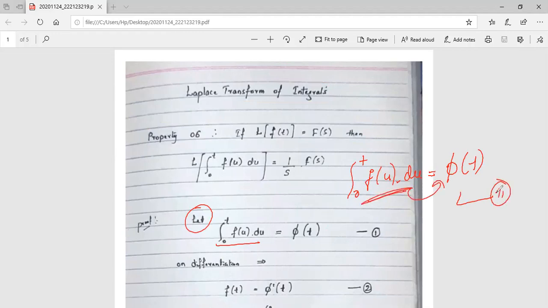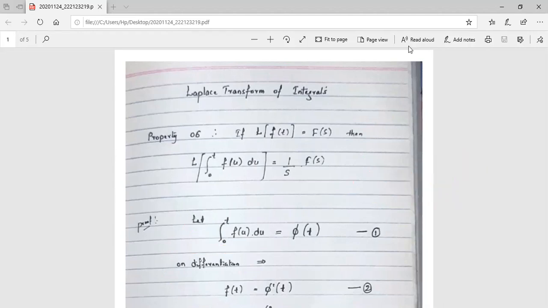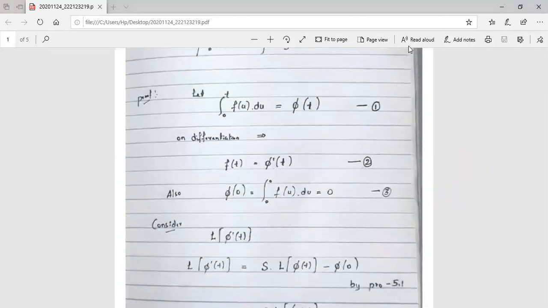That's why we will take this one as equation number 1. On differentiating this function, we will get this function and this function will get cancelled. We will get only f of t, and here phi dash of t. This function will be derivative, and at that time we will get f dash of t.